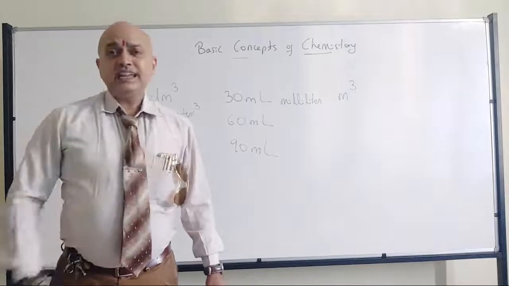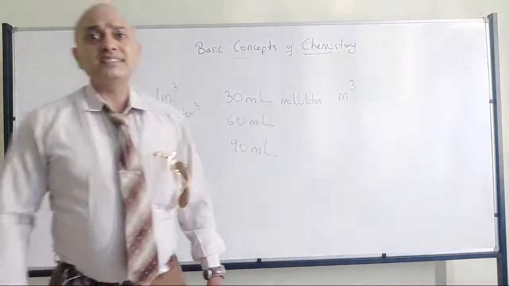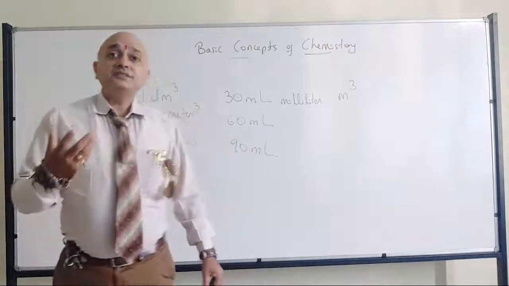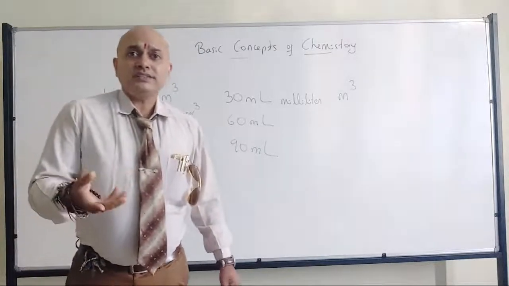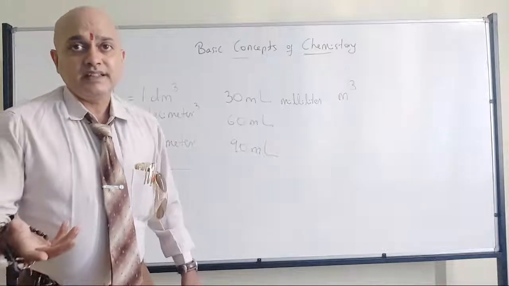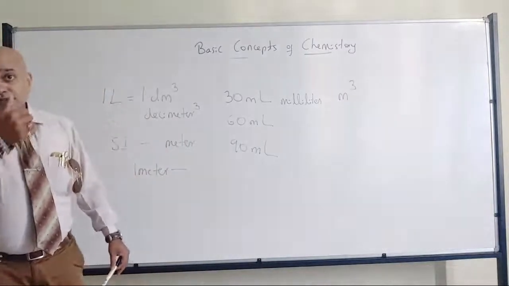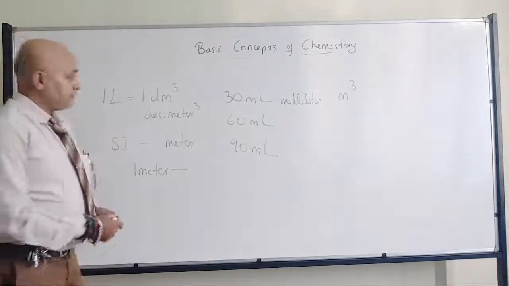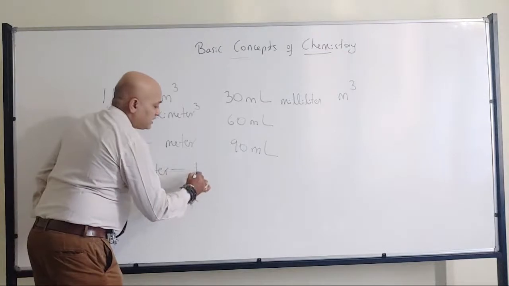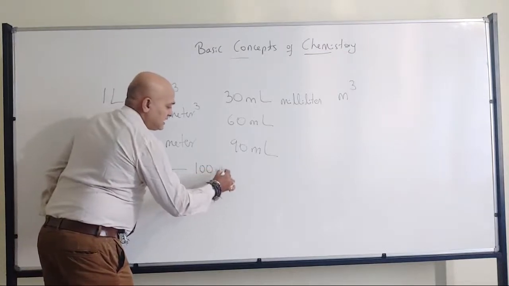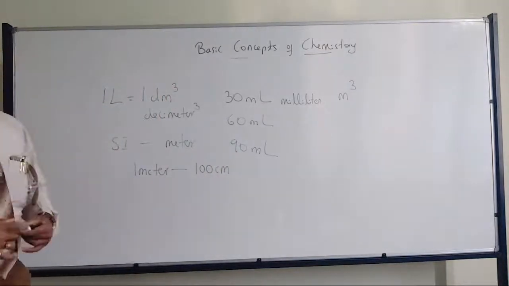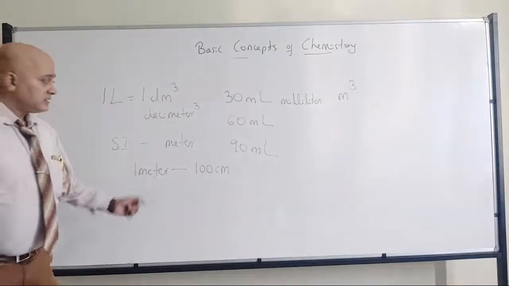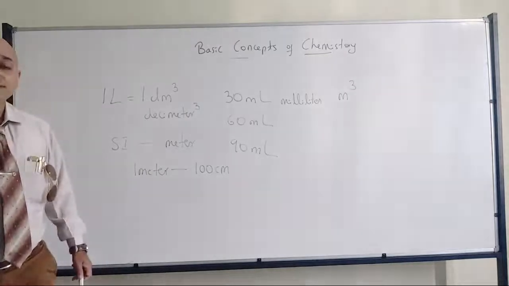So conversion is required. For biology students, if I take a cell, the size of the cell itself will be in micrometers, nanometers, and organelles smaller still. So how to express it? Conversion factors. 1 meter is nothing but 100 centimeter. Okay, so that's where we have the conversion factor.